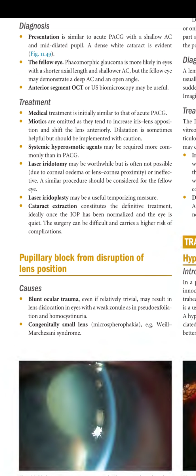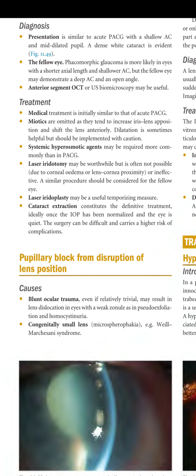Treatment. Medical treatment is initially similar to that of primary angle closure glaucoma. Miotics are omitted as they tend to increase the iris-lens opposition and shift the lens anteriorly. Dilatation is sometimes helpful, but should be implemented with caution. So miotics are not recommended in this case. Systemic hyperosmotic agents may be required more commonly than in primary angle closure glaucoma.